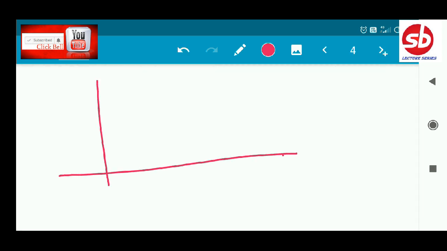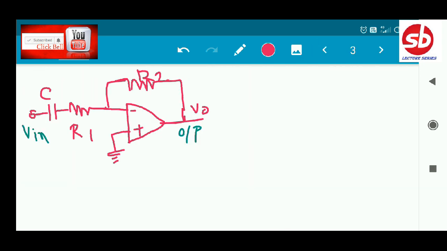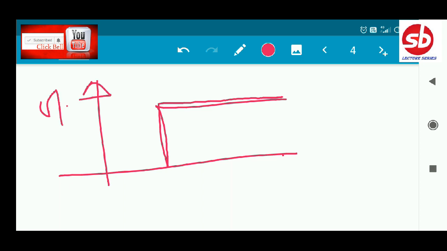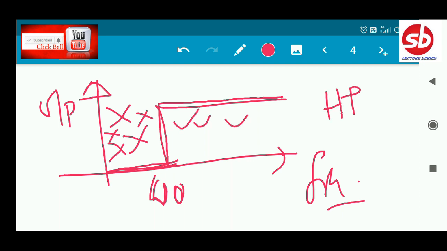Okay, so the characteristics of the filter from the circuit have been identified: at the low frequency there is no output, and at the high frequency there is output coming, like this type of characteristics. So this is the output and this is the frequency. So this may be the cutoff frequency. Here at the low frequency there is no output, so it is blocking the output at the low frequency and passing the output at the high frequency. So clearly this is a high pass filter.